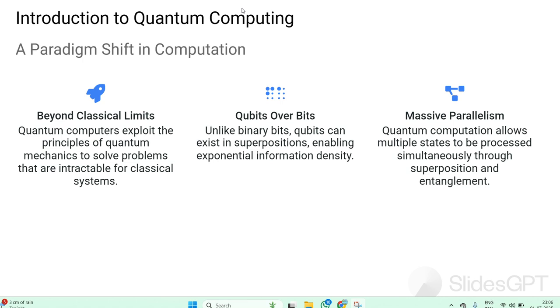Welcome everyone. Today we are diving into how quantum computers actually work, a topic that blends physics, math, and computer science into something that could reshape the world. Traditional computers use bits, zeros and ones, to process information. Quantum computers use qubits, which obey quantum mechanical laws. These allow them to explore vast computational possibilities simultaneously. That's what gives them such immense potential for speed and power.